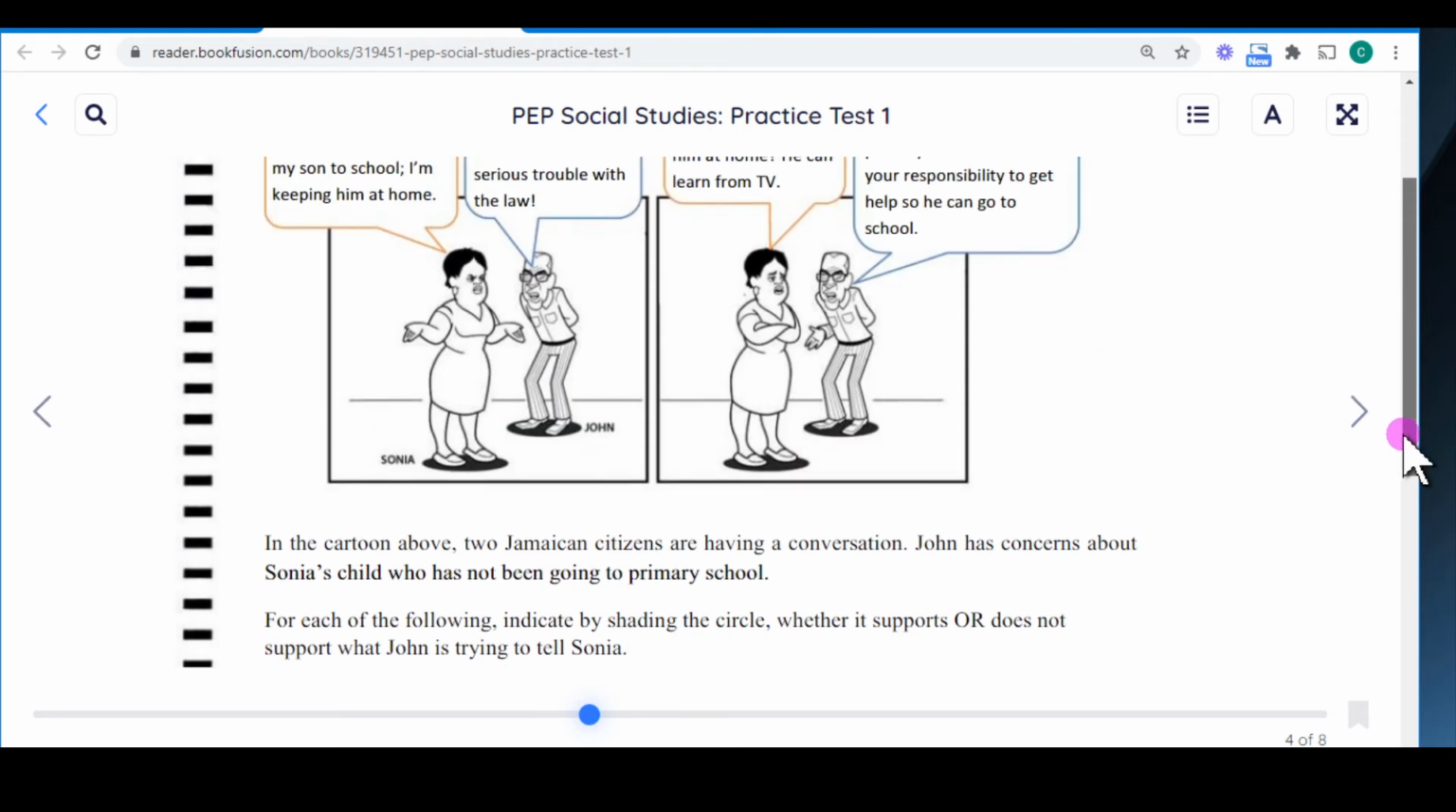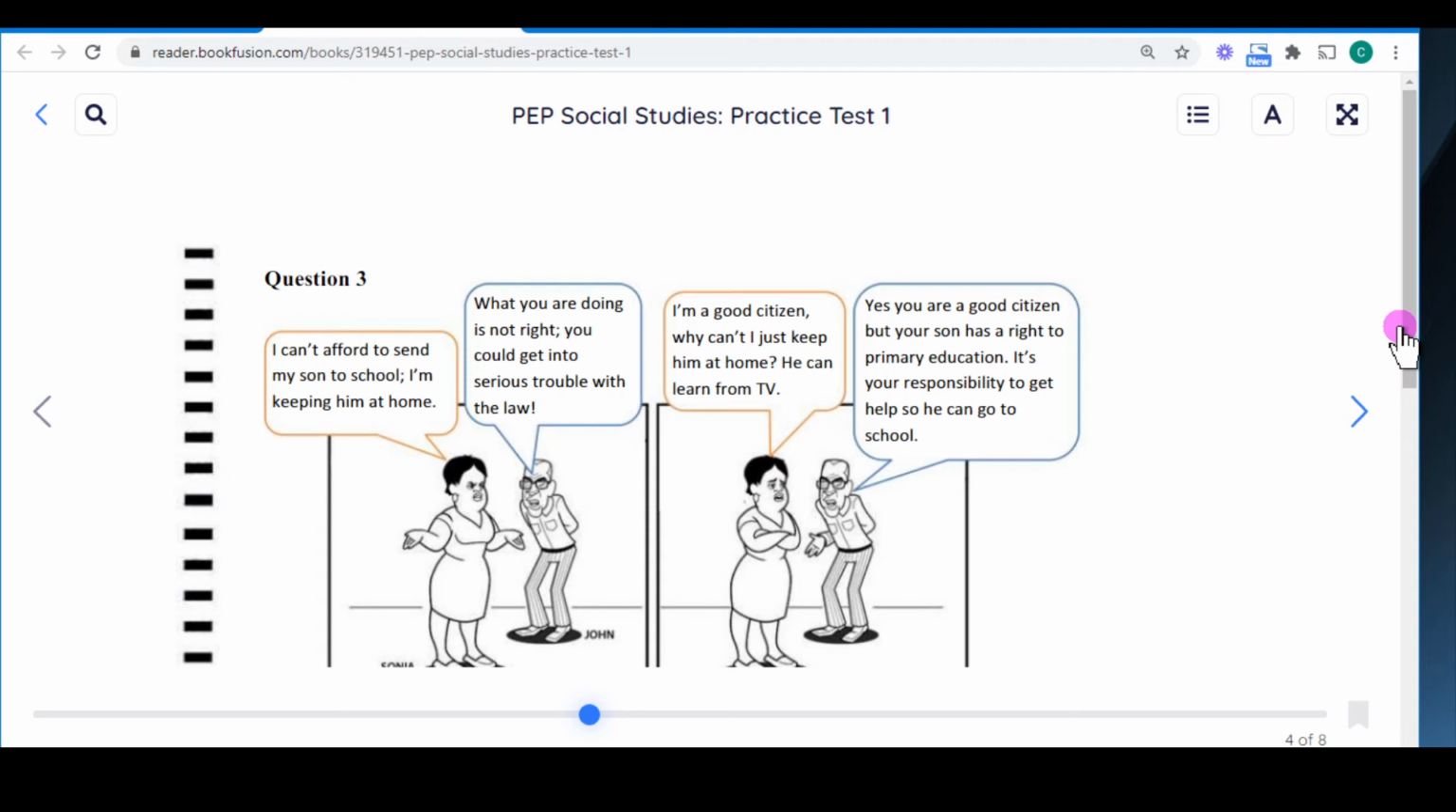So just to make sure I understand the conversation, I'm going to read that again. I can't afford to send my son to school. I'm keeping him at home. Okay, maybe she can't afford to send the child to school because she's unemployed, so she doesn't have all the money she would like to give him in terms of attending school or to purchase the things needed, so she has decided to keep him at home.